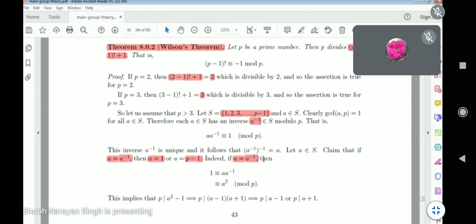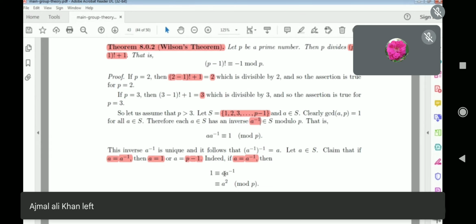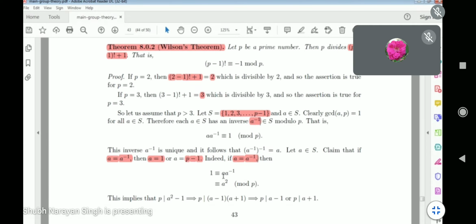That means A inverse, that means X congruent to 1 modulo P has a solution. That solution is what A inverse. So A inverse is the same as congruent to 1. A times A inverse is the same as A n congruent to 1.